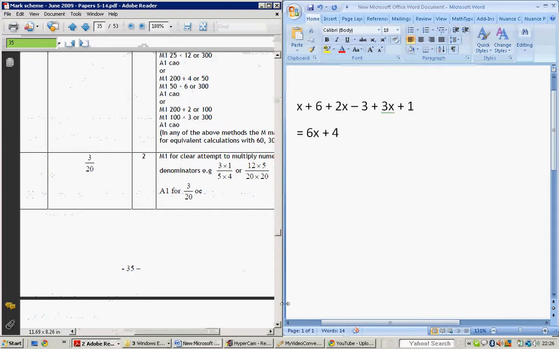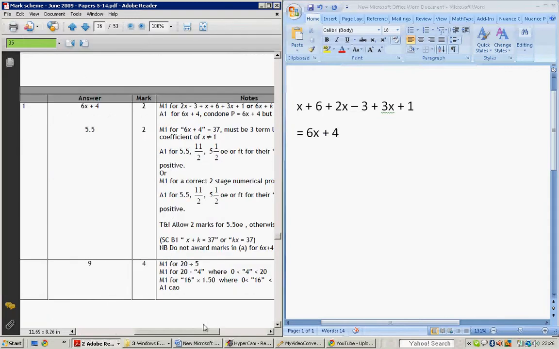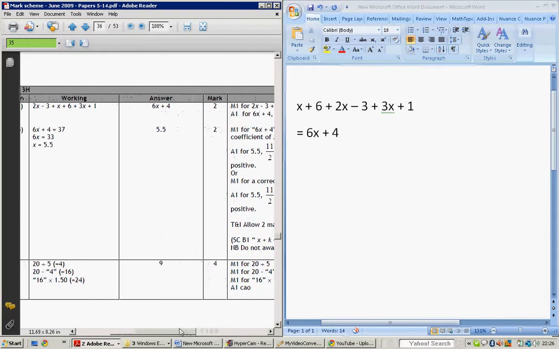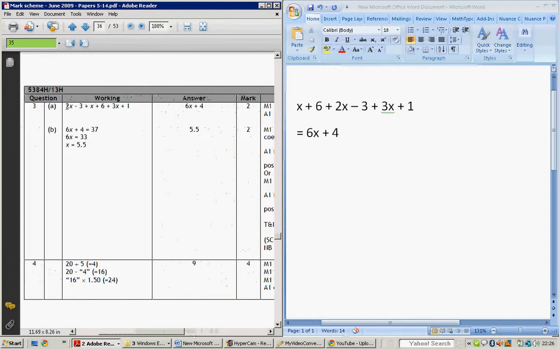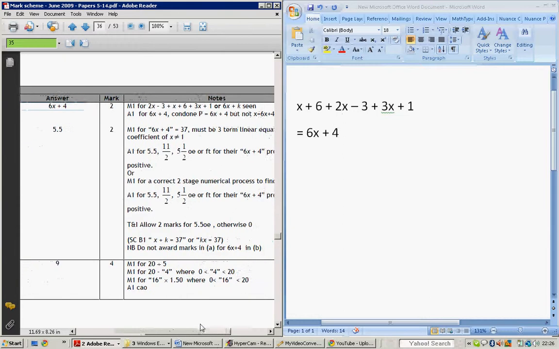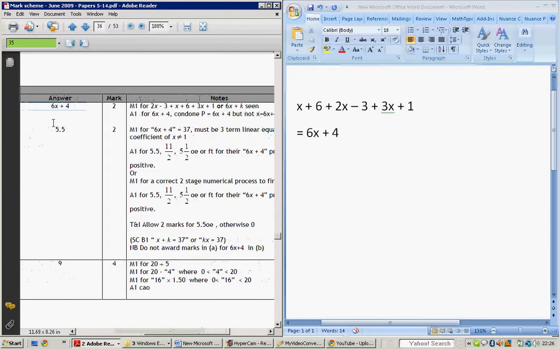Let's see. Here's the mark scheme. There's the working that they expected to see: 2x minus 3 plus x plus 6 plus 3x plus 1. They've added them up in a different order. I added them up in the order they were given, but it's all the same. Adding doesn't matter what order you do it in. 6x plus 4 is the answer. There's 6x plus 4. Mark was 2.